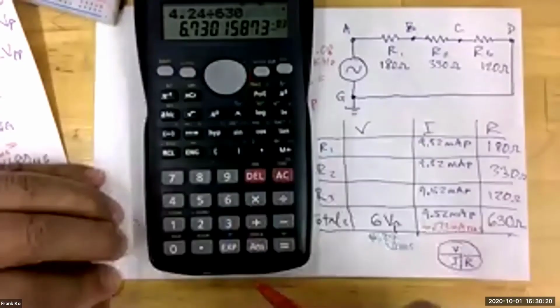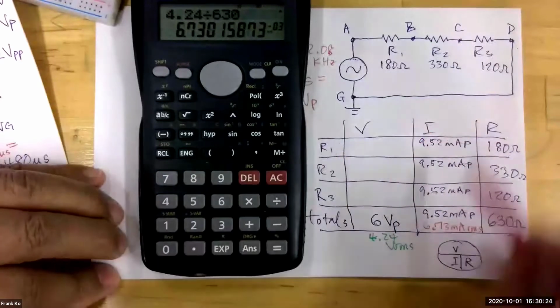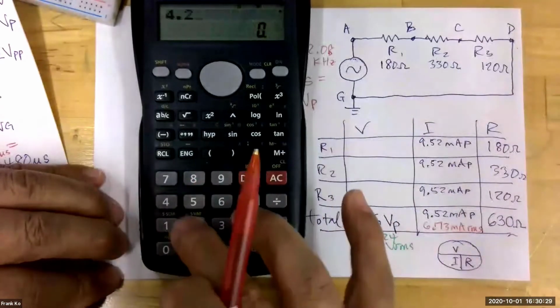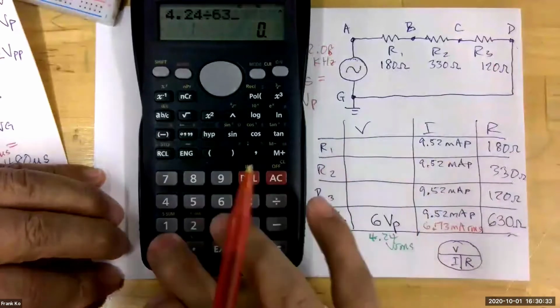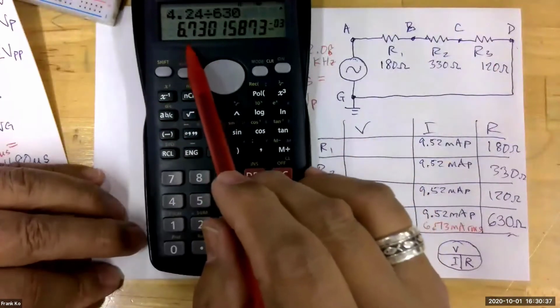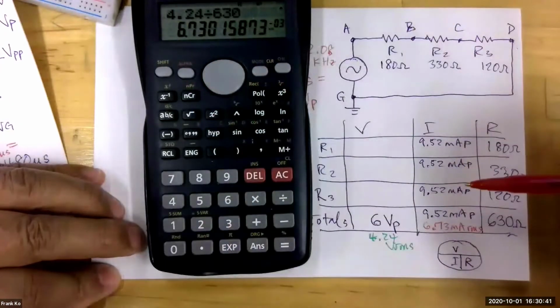We should double check it first. That's the prudent thing to do. Yes, everybody hear that? Don't just fill it in, double check it. And it's easy to do. We just take 4.24, punch it into the calculator, hit divide by 630, and boom. Are we confident we can write down 6.73 milliamps through the entire column?